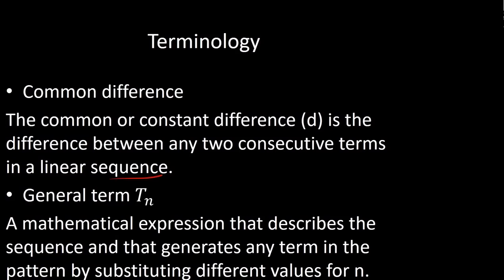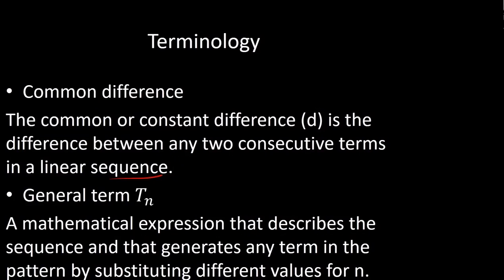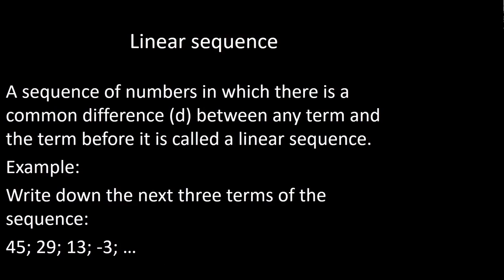The general term is a mathematical expression that describes the sequence. It generates any term in the pattern by substituting different values of n. So in other words, you can use that general term Tn to find the value of any term. You can also use the general term Tn to find the position of any value in a sequence. All right, so if you know what the term is, you can find out where it's situated in that sequence.